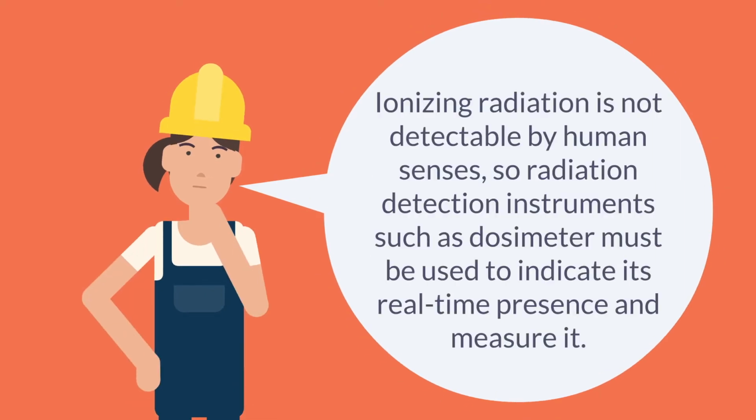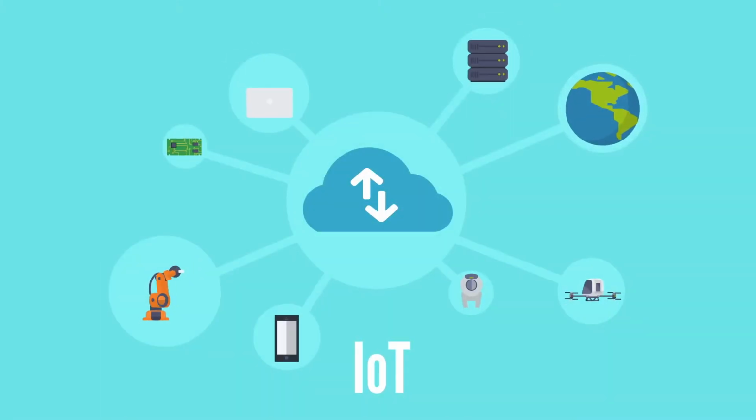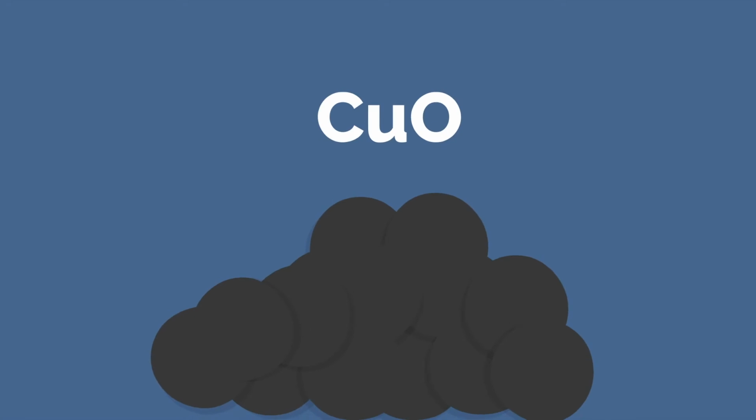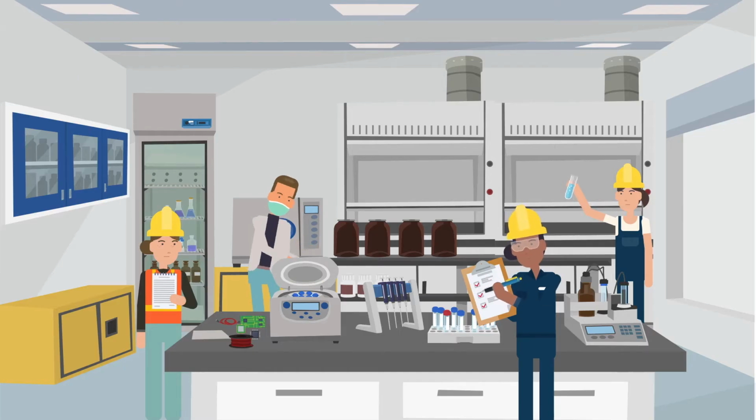So how can we measure it? That's why X-RAD was created. X-RAD is an IoT-based dosimeter created using a semiconductor copper oxide-based detector, which was fabricated in Qatar University's labs.